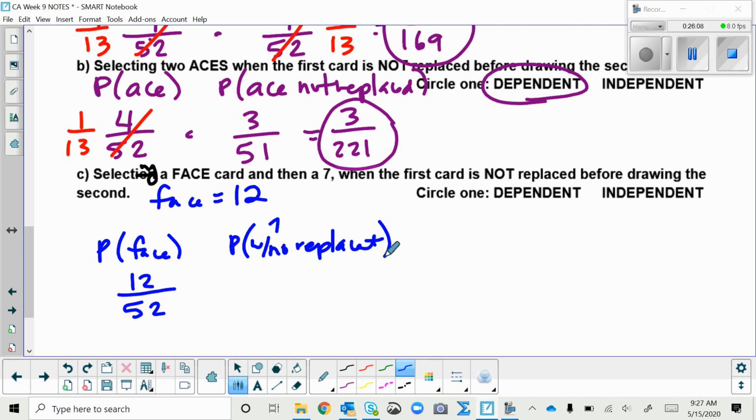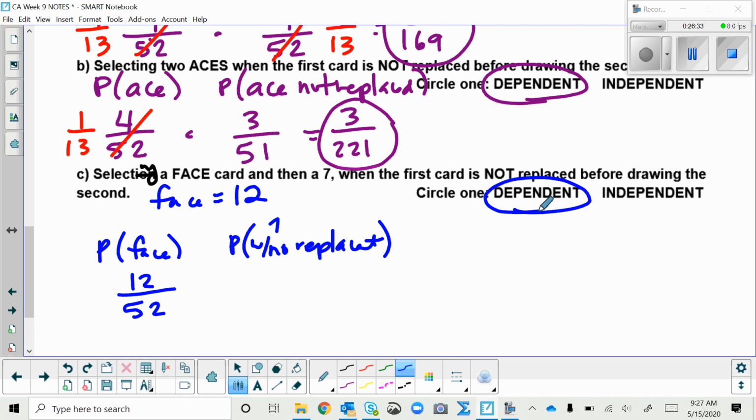Well, this illustrates clearly whether this event is dependent or independent, right? If we don't replace it, then the probability of getting a 7 changes from what it would have been originally. So not replacing it affects the outcome of getting a 7. So this is dependent.